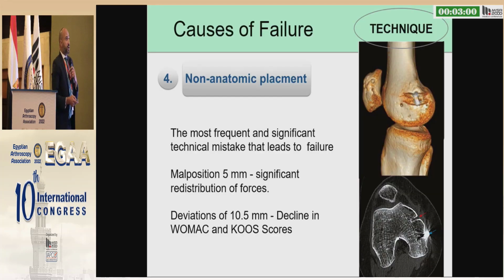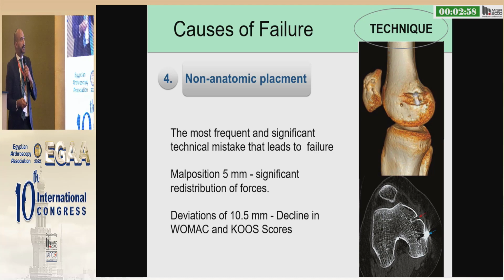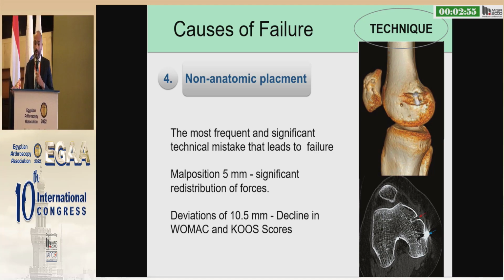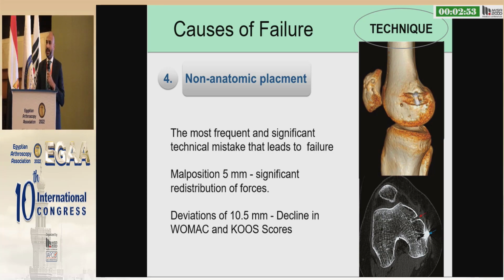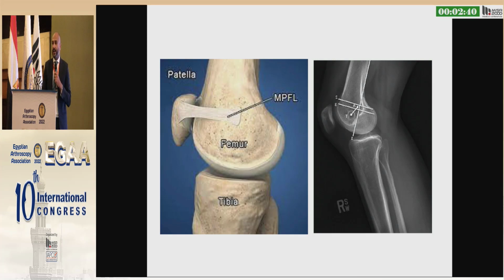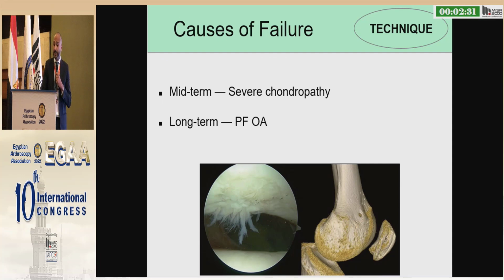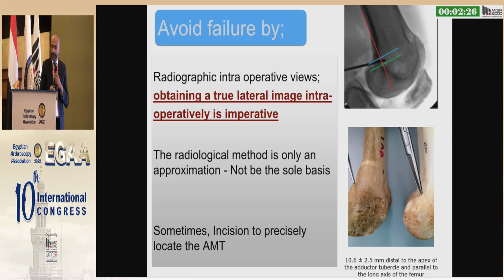So getting to our failures in the technique, non-anatomical placement, this is the most common and frequent and significant technical mistake that leads to failure. Malposition of 5 millimeters causes severe significant redistribution of forces, and definitely a decline in the WOMAC and the KOOS scores. Precisely locating the right point for the femoral tunnel is the most important technical part in our surgery, and it leads to severe chondropathy and long-term osteoarthritis if not taken care of.